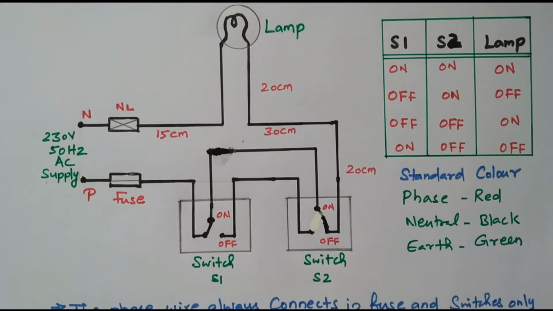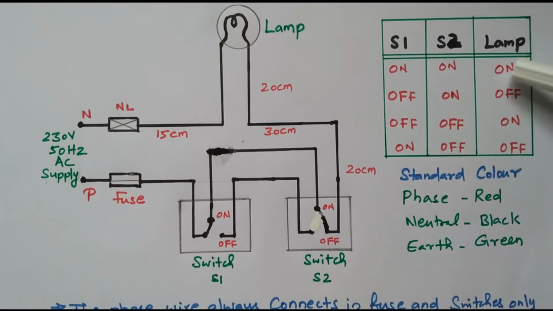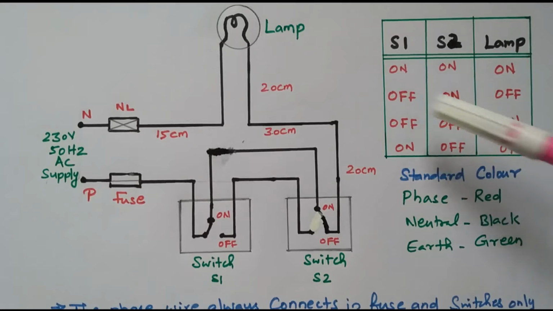If it is in the off condition, it will turn on. See here, both are on, meaning the lamp is also on. While operating the switch S1, it goes from on to off. While operating the switch, it goes from off to on. While operating the switch, it goes from on to off. They keep on changing. Any change in the switch position also changes the lamp condition.